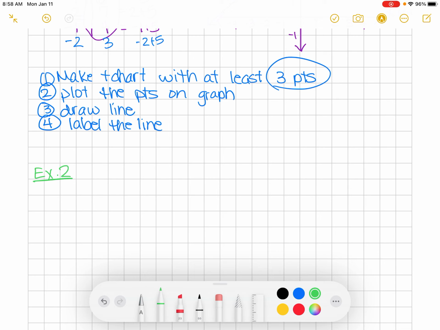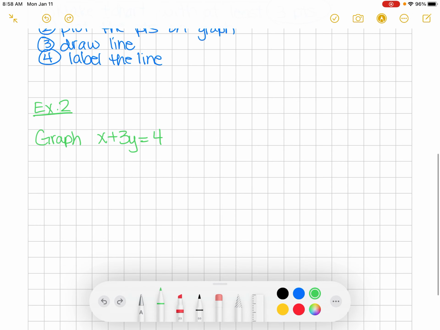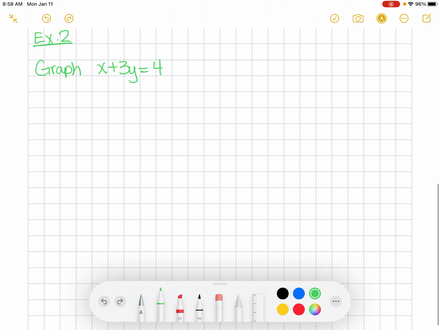Okay, this one is graph. Now this one, see, they write it differently. They put graph x plus 3y equals 4. So this time, it doesn't have all that extra stuff on it like this one did, where it had the x, y, and lines and all that stuff. So this is more like what you see when you're spinning.